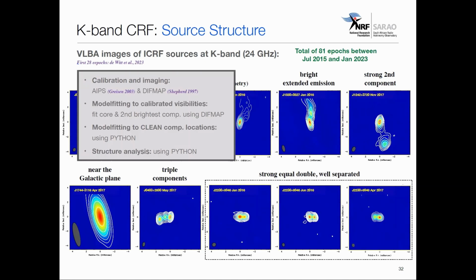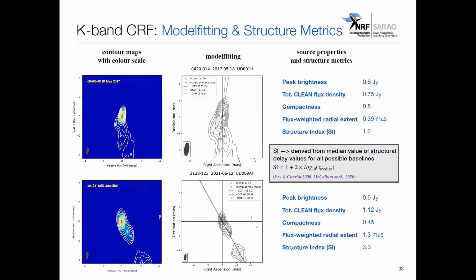Okay, so yes, we do calibration and imaging using APES and DiffMap. We also do model fitting. We fit the core and the second brightest component, and then also model fitting to the clean components themselves. This gives us an idea of the overall extent or the jet direction. And then we also do some structure analysis to find out more about the structure of the sources that we use in our celestial reference frame.